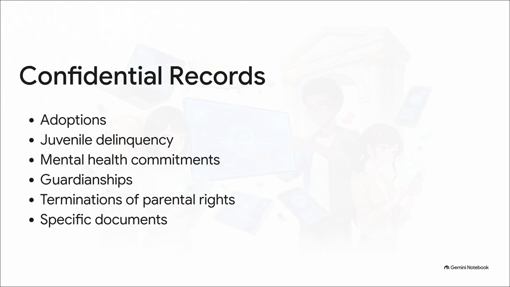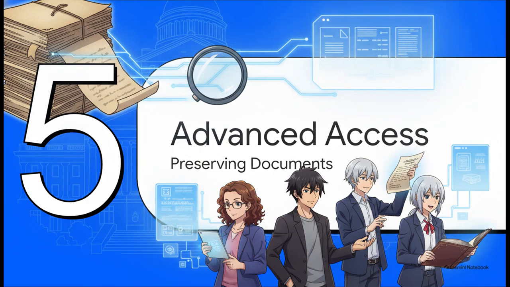So if you're hunting for confidential records, things like adoptions, juvenile delinquency proceedings, mental health commitments, guardianships, or terminations of parental rights, you are not going to find them on the public WCCA portal. No way. They are strictly protected by law. And even inside a public case, like a divorce, for example, certain sensitive documents like financial disclosures are kept totally under wraps. Which brings us to Section 5, Advanced Access and Preserving.